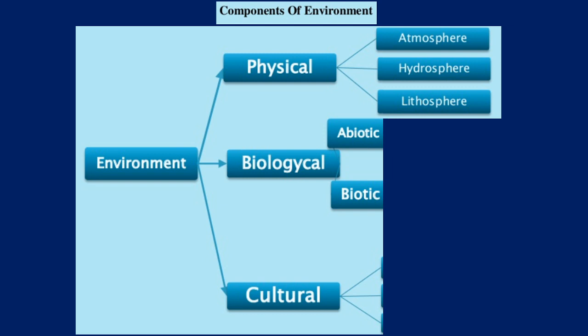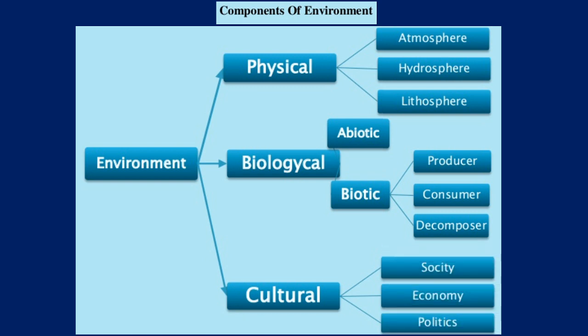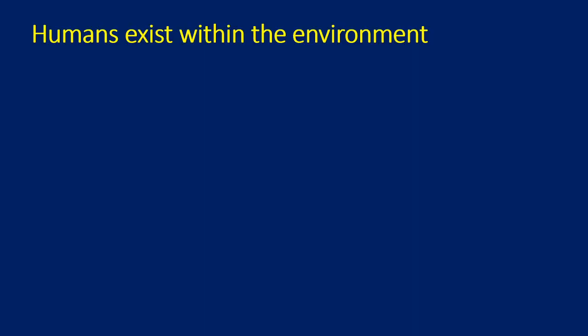The physical component of environment is atmosphere, hydrosphere, and lithosphere. We will come to that later on. And if you think about the biological factors, it is abiotic and biotic factors. In the biotic factors, it is the producer, consumer, and decomposer. Biotic factor is the one which is composed of living entities. Abiotic is the one which is composed of non-living entities. Last one is the cultural, where your society, economy, and politics come into the picture.